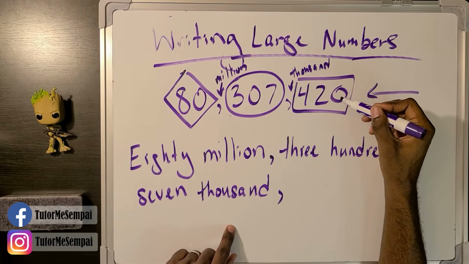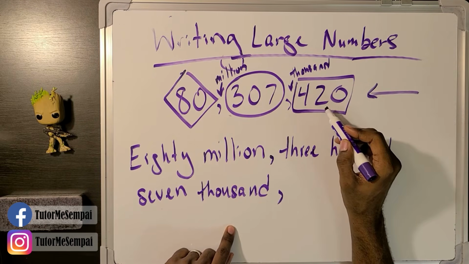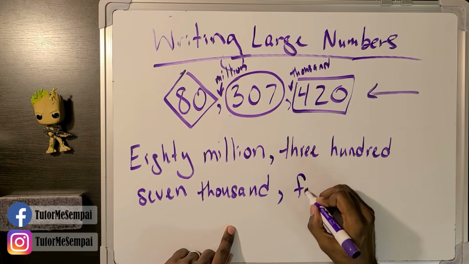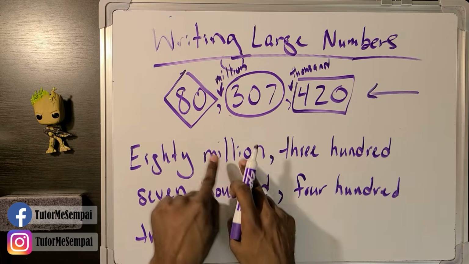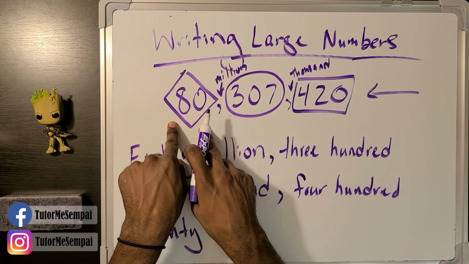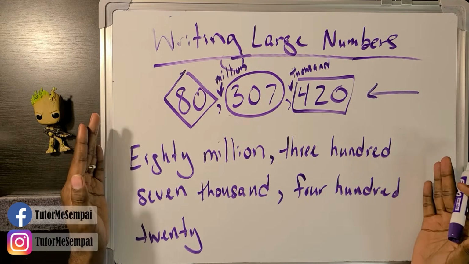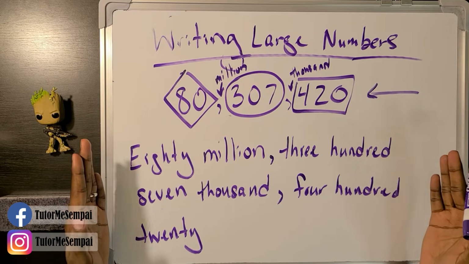Now we move on to the last group. This was 420. So we write 420. So if you can write the name of each individual number within the groups, you should be able to write the entire name of this large number.